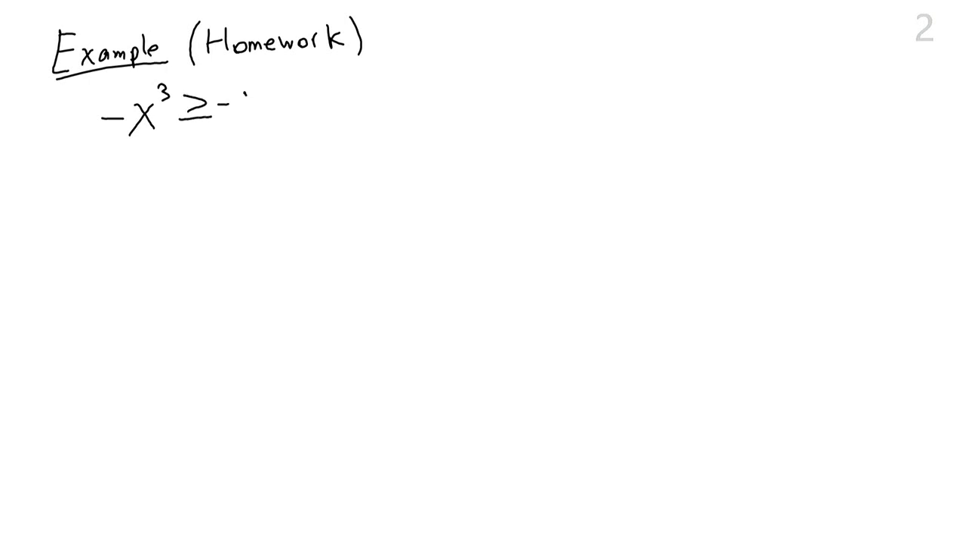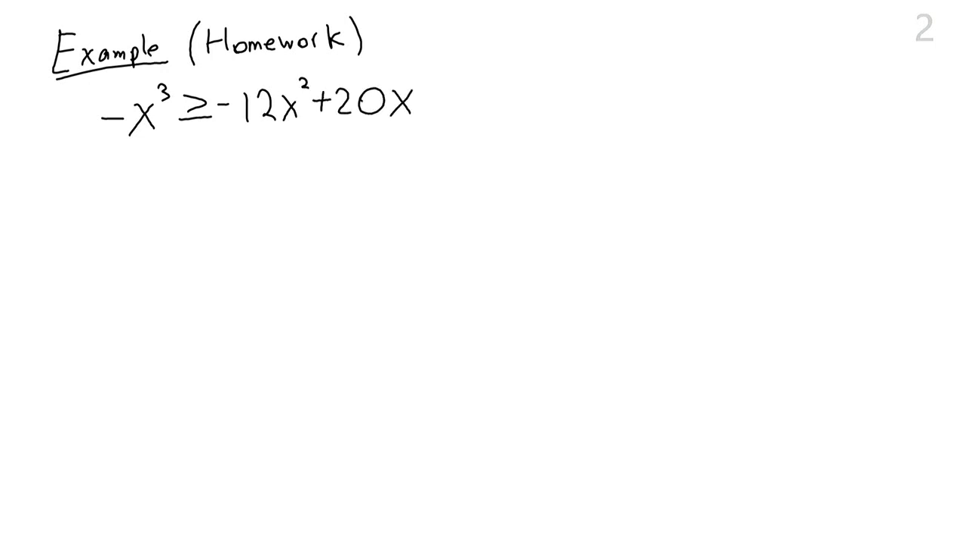In the next example, and this is from a homework exercise, we're also doing a polynomial inequality. This polynomial inequality is not factored and one side is not 0. So we're going to have to first do these steps.